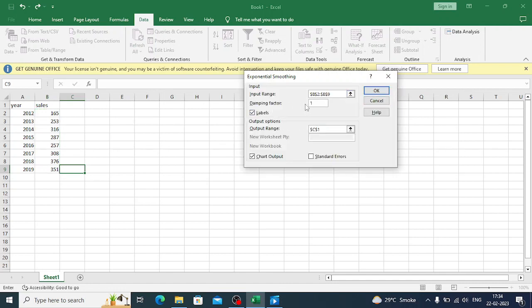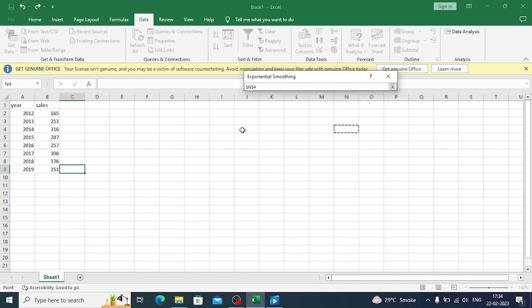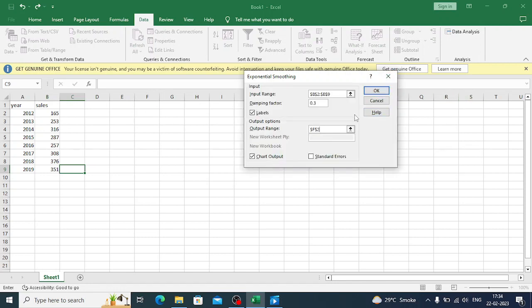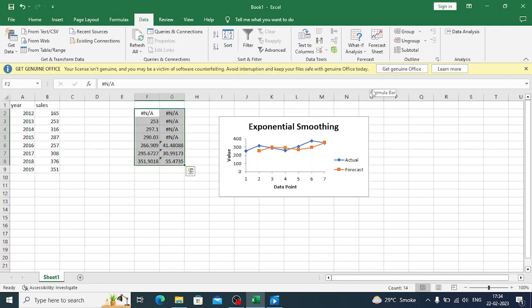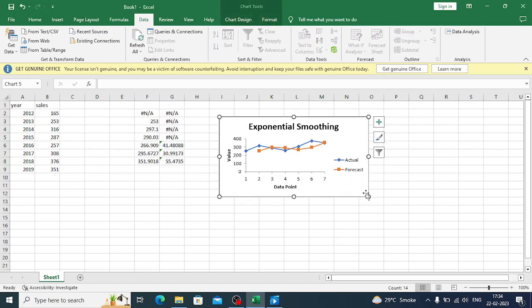Okay, then the damping factor, instead of 1 I am going to put 0.3 here, which is defined for general 1. Now we will have this as output over here. We can change the output also. Now, chart output and standard errors, just by clicking OK we will have these values and exponential smoothing.